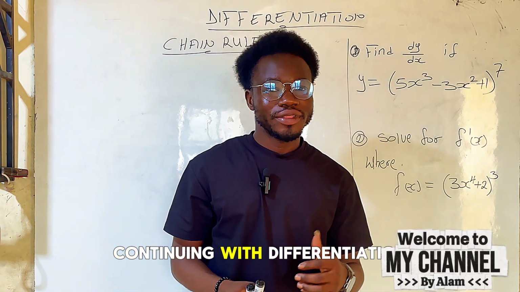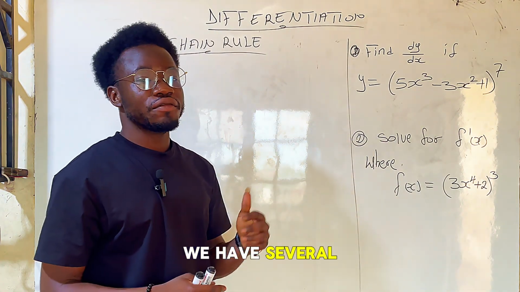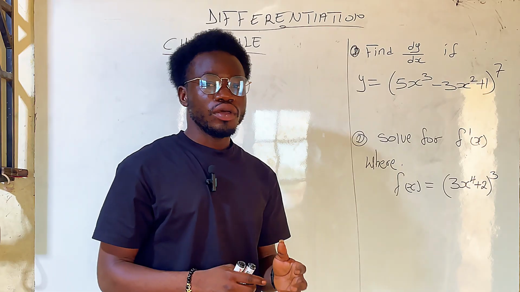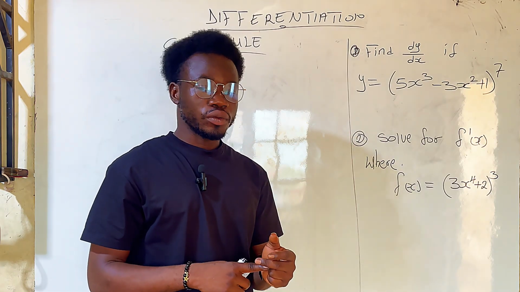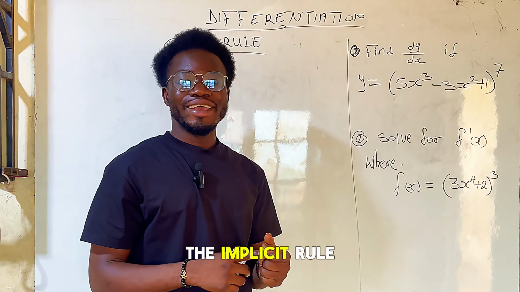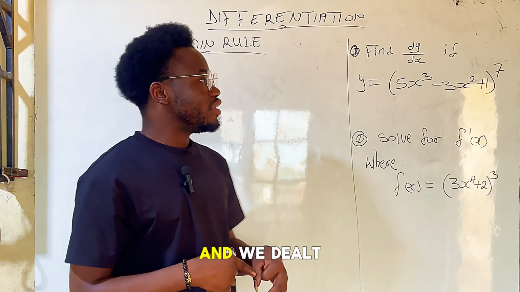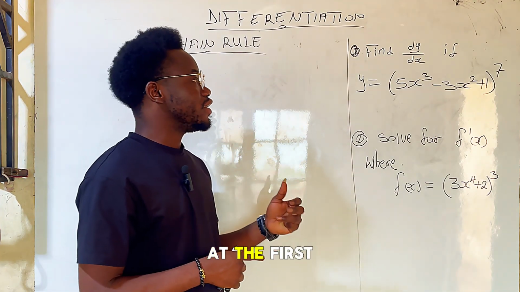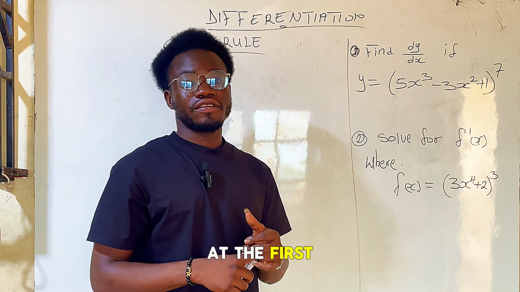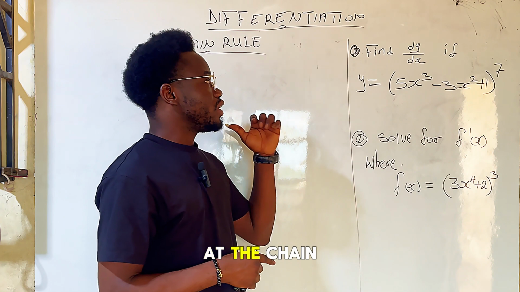Today we are continuing with differentiation. Last time we mentioned that we have several methods of differentiation: the general rule, the first principle, the chain rule, the implicit rule, the product rule. And we dealt with the general rule. We have looked at the first principle. And today we want to look at the chain rule.